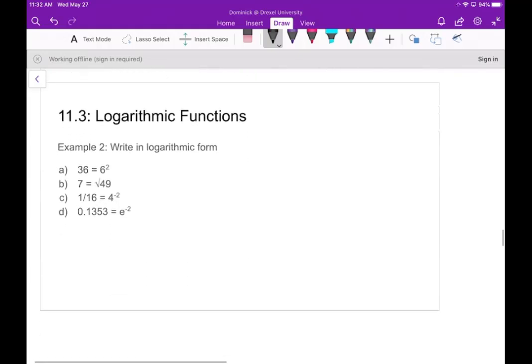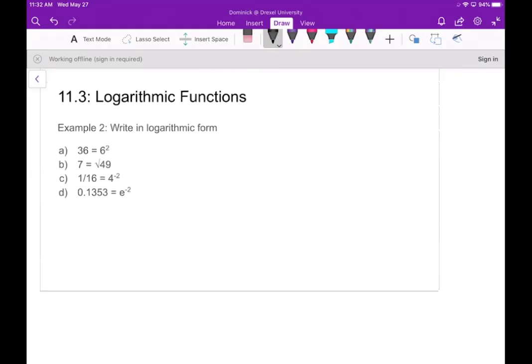Okay, now let's go in the other direction. So now we're going to be given an exponential equation. We want to write it in logarithmic form. In part A, we have 36 is equal to 6 squared. So when I transform this, my base is still my base, so this is a log base 6. Now, since the squared is with my 6, my exponent of 2, I need the 2 to not be with my log. And since 36 is not with my exponential, I want it to be with my log. So I have log base 6 of 36 is equal to 2.